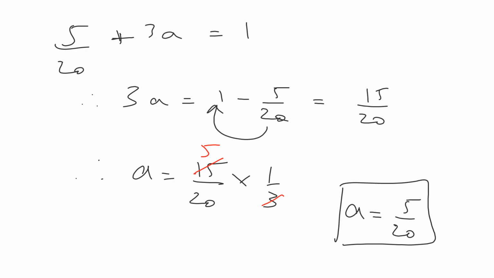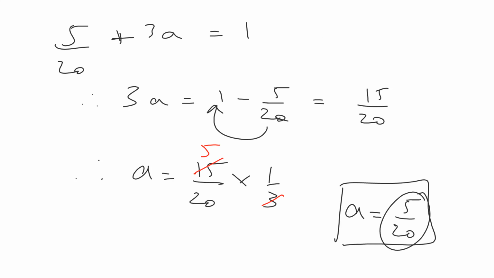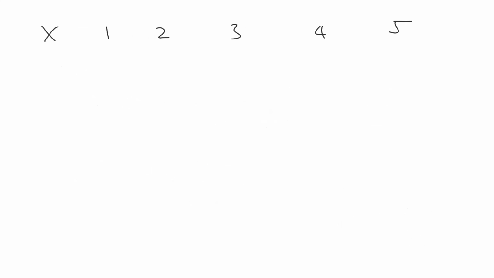Now if you read the problem, they are also asking you what is CDF, right? So first of all, we'll complete the table by putting the values of a. A value is 5 by 20. Why are we not reducing it? Because we are keeping a common denominator everywhere, a uniform denominator, that is 20, right?